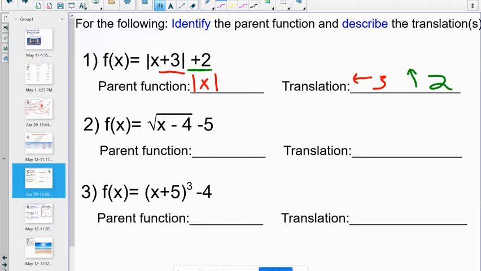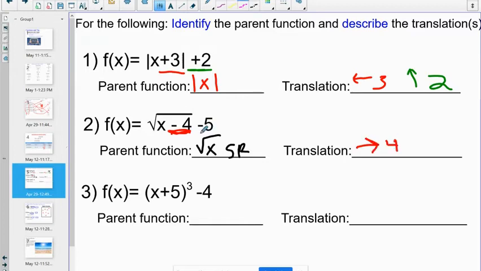So that parent function is a square root. Square root of x. I'm just abbreviating. Now our translation: since this minus 4 is underneath the square root sign, we know that's our horizontal change. Since it's minus, we know it's going right 4.